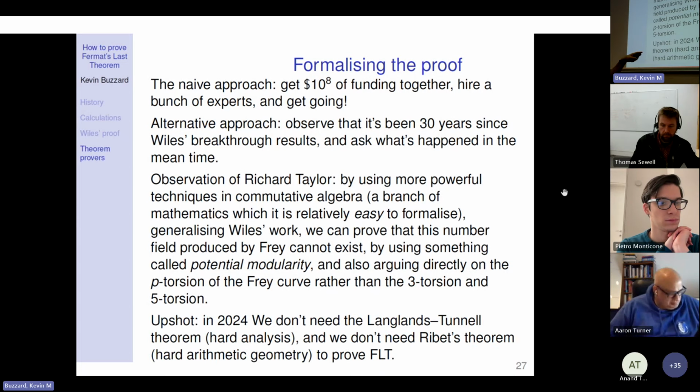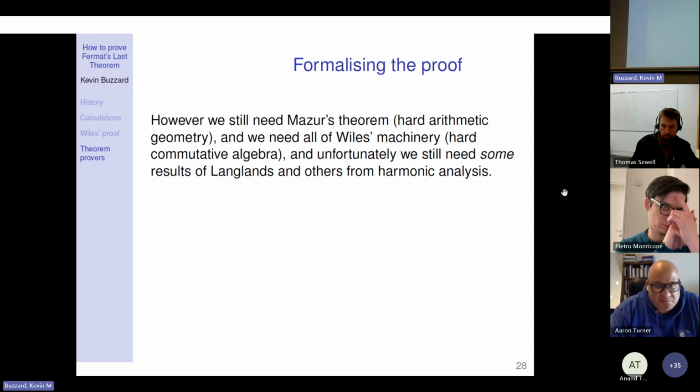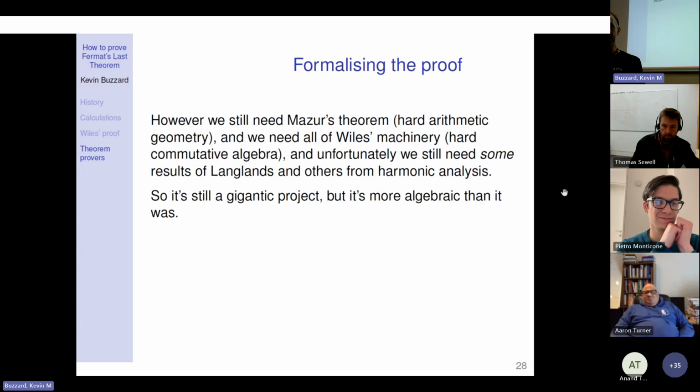And that's a massive win. Now that means we have to do more algebra, but much less analysis. And we can also skip Ribet's theorem. So this is a big win as far as I'm concerned, because we're avoiding some analysis. We've still got to do this theorem of Mazur about these points on the elliptic curve never being rational. And we still need all of the algebra machinery that Wiles has developed. And unfortunately, we still need a bit of the Langlands philosophy, rather annoyingly, which is analysis. But it's much more algebraic than it was. And as far as I'm concerned, that's a big win.